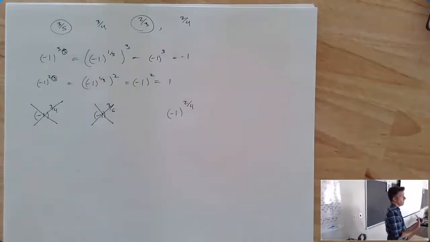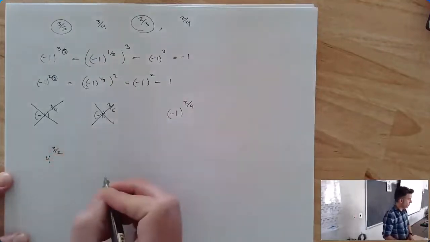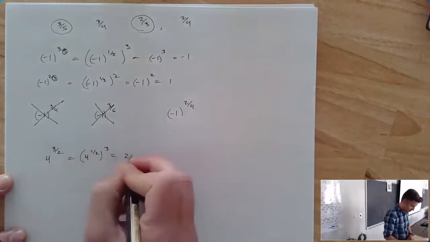If the thing that you're taking the square root of, or whatever power of, is a negative number, it's totally fine if it's a positive number. For example, you can totally find 4 to the 3/2 power. That's going to be 4 to the 1/2 cubed, which is 2 cubed, which is 8.